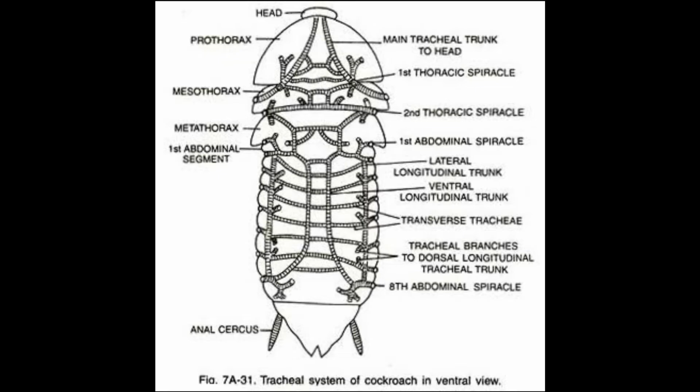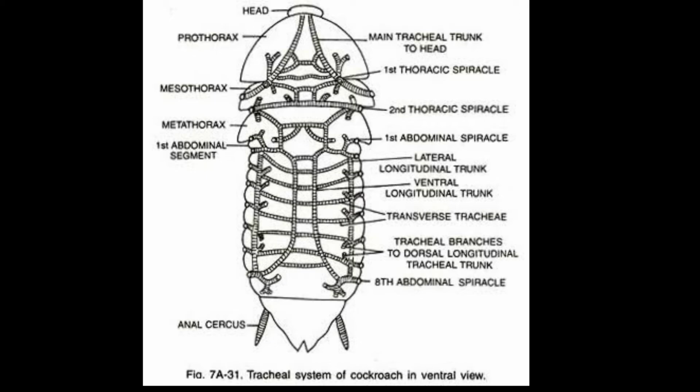Three longitudinal tracheal trunks are present on each side of the abdominal cavity. The dorsal and ventral longitudinal trunks are present near the middle line, and the lateral longitudinal trunk is present on the lateral side of the abdominal cavity. Each lateral longitudinal trunk is divisible into two parts. Practically, it is not continuous. The anterior part is present between mesothoracic, metathoracic, and first abdominal spiracle, and the posterior part extends from second abdominal spiracle to eighth abdominal spiracle.